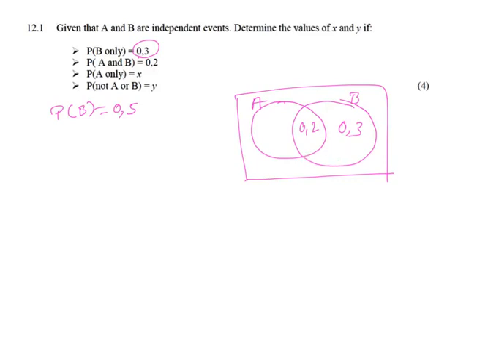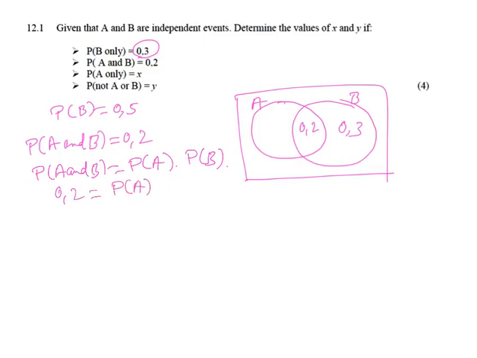So probability of A and B is given to be 0,2. Now read the question very carefully. A and B are independent events. Therefore, probability of A and B I can write as probability of A times probability of B. That is 0,2 is equal to probability of A times 0,5, because probability of B is 0,5. So I can find the probability of A: 0,2 divided by 0,5, and that will give me 0,4. I use my calculator, or you can do it without a calculator if you are very good at calculations. So probability of A is equal to 0,4.